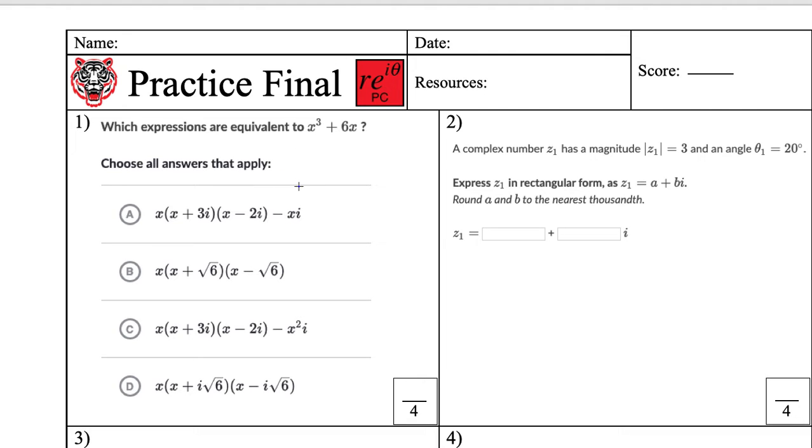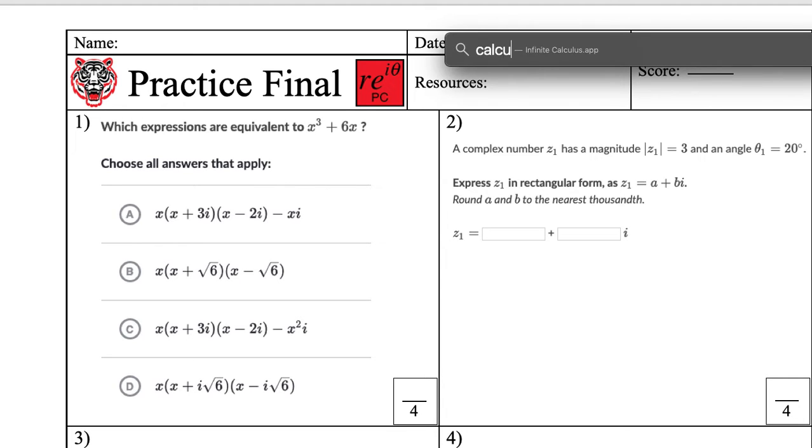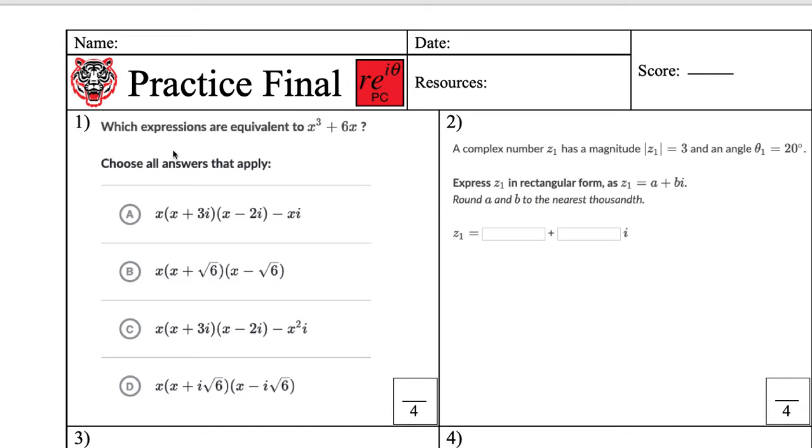Anyway, problem number 1. I'll have that up and ready to go. So, which expressions are equivalent to x to the power 3 plus 6x? I need to multiply all these together. I highly recommend multiplying these two first. You can either FOIL it or do a general rectangle.